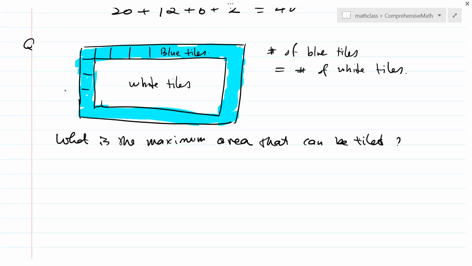All right, let's try to work it out. There are several ways to do it. You can denote the number of blue tiles and the number of white tiles, but it's harder to compute, since you don't know the length. So I'm going to denote the length and width. Okay, so one side is N and the other side is M.